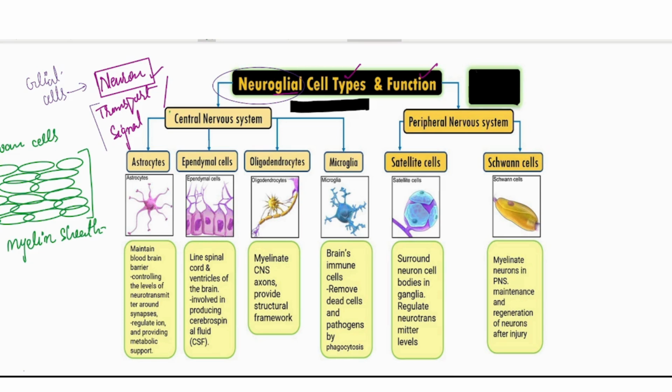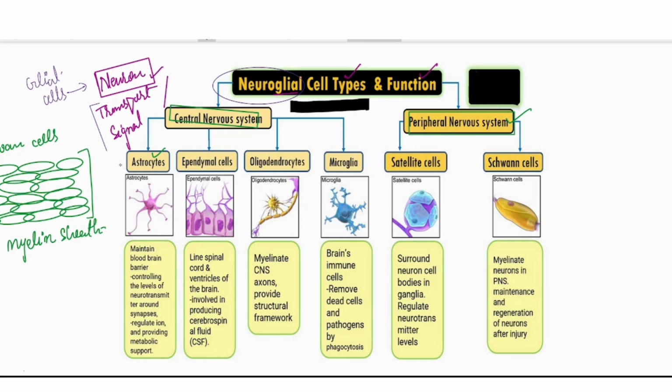These are the types of neuroglial cells present in the central nervous system, the CNS, and here are the peripheral nervous system neuroglial cells, which give support and protection to the neurons in the peripheral nervous system.